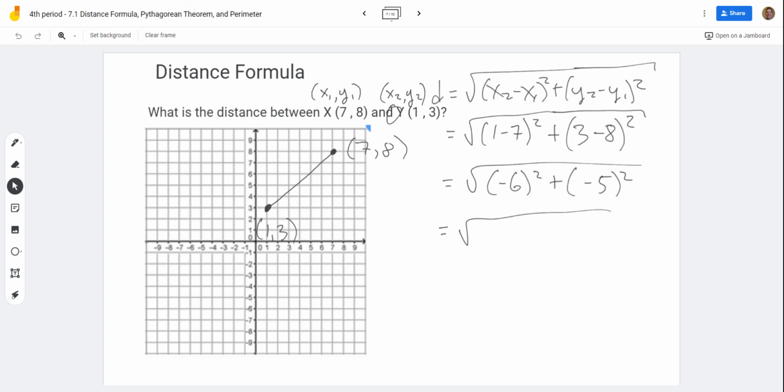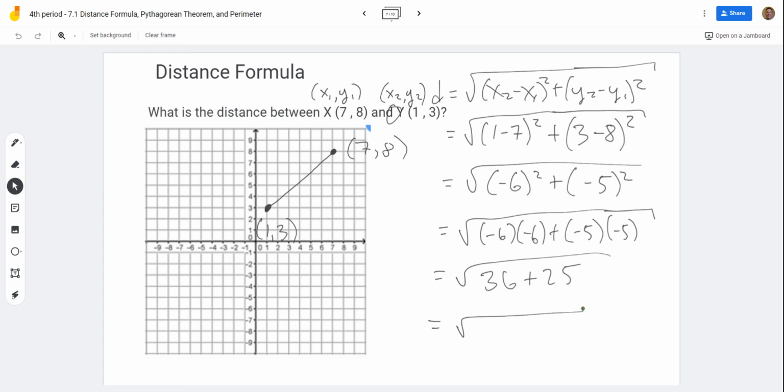So this negative 6 squared is just negative 6 times negative 6. And this negative 5 squared is negative 5 times negative 5. So those negatives end up turning positive anyways. So we get the square root of 36 plus 25. Finally, we get the square root of 61.